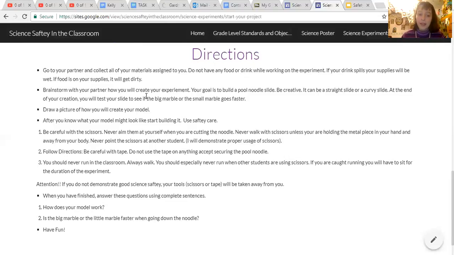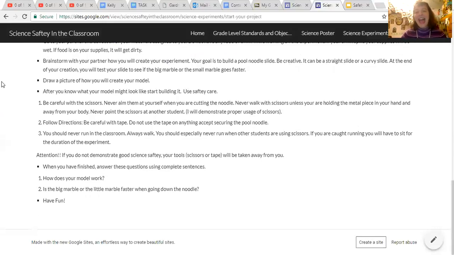When you have finished, you must answer these questions. How does your model work? Is the big marble or the little marble faster when going down the noodle? And one more thing, is it push or pull? After watching those videos and learning about force, is it pushing or pulling? Think about that, and then have fun.